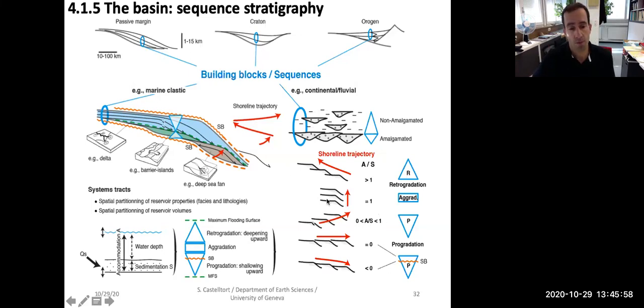So this is aggradation. And the last one, the fifth one, is A over S more than one, which is more accommodation than sediment supply. So you create more space than you bring sediment. So you can imagine, if you continuously increase accommodation, but you don't keep up with enough sedimentation, your water depth increases. Okay? So this is retrogradation. You are deepening upward. You, not you, but the system is deepening upward.